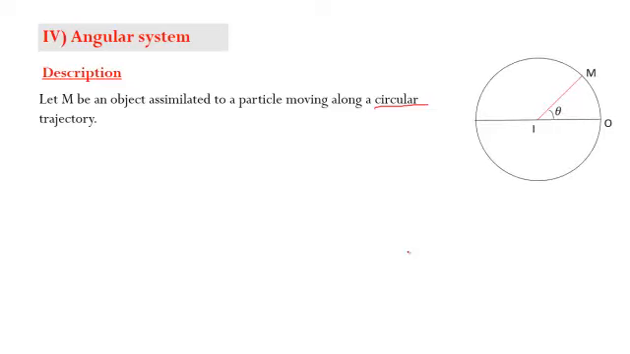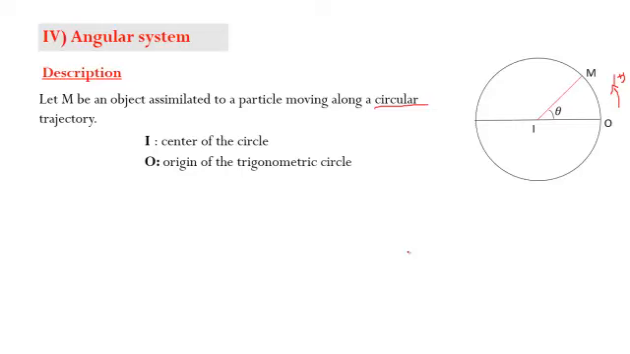So what do we mean by angular system? It's a system where we take, for example, the center of the circle, I, and O is the origin of the trigonometric circle, where we know this will be the positive direction of the trigonometric circle, and in the other part we'll have the negative direction.